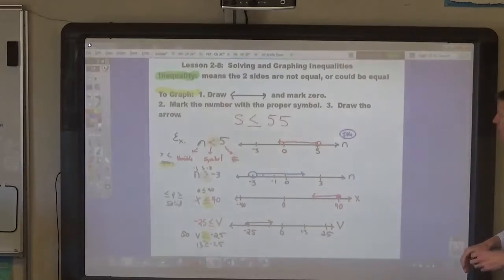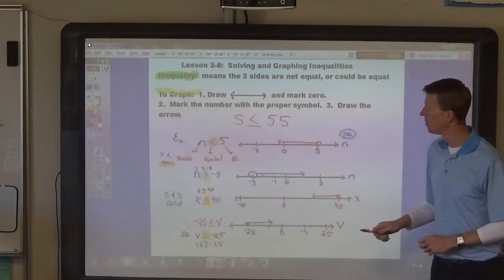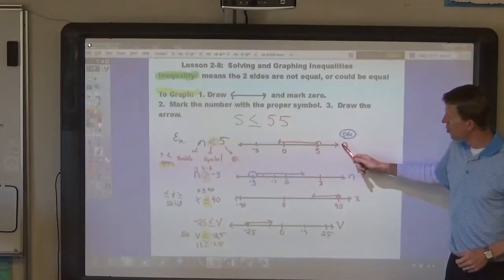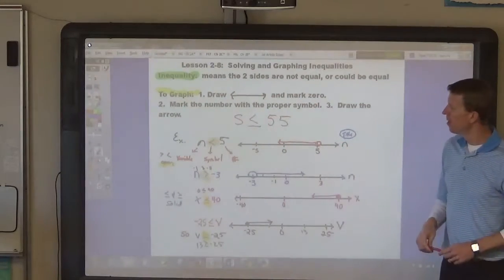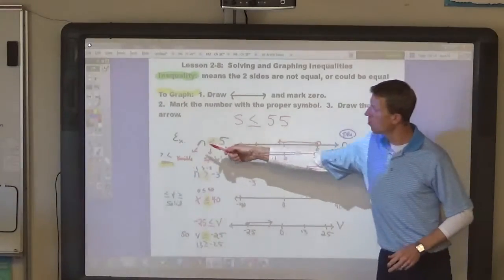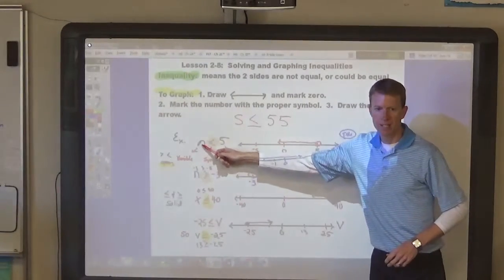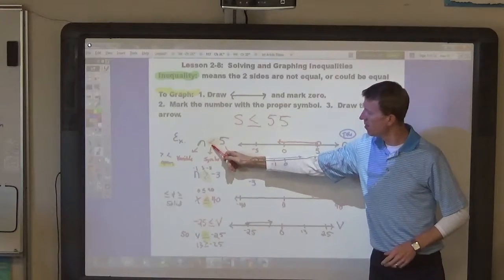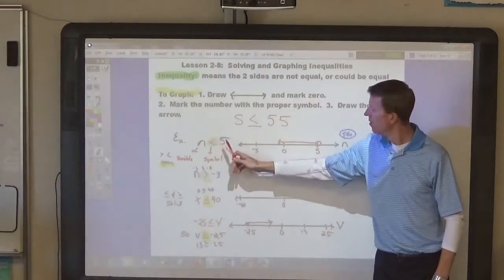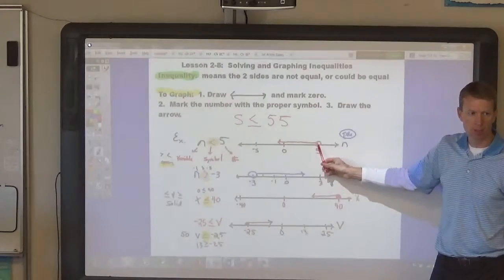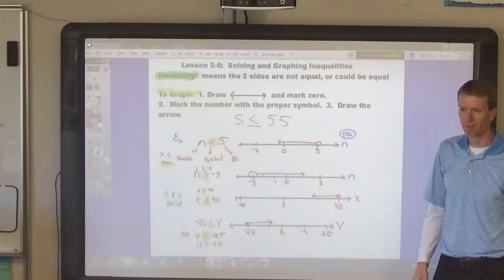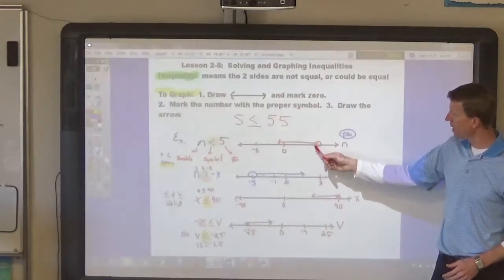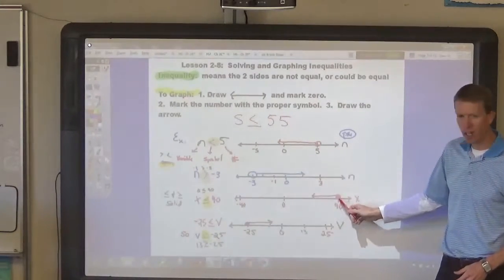Here's what the graph looks like when you're graphing an inequality. First of all, you draw a number line, and you mark where 0 is on the number line. And then you go back and look at the inequality sentence. If it says n is less than 5, we mark 5 on the number line, and you're going to mark it with a specific type of dot. This dot will either be an open dot or a solid dot.